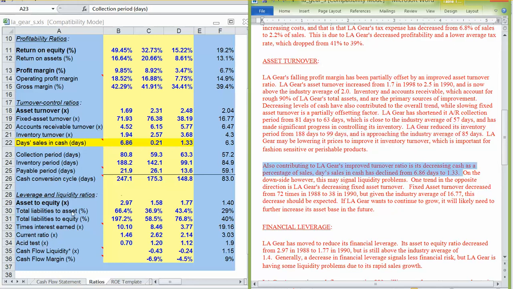Also contributing to LA Gear's improving asset turnover were the lower levels of cash. Day sales dropped from 6.8 to 1.33. On the downside, it might signal some liquidity problems. Again, the one trend in the opposite direction was our fixed asset turnover, which went from 71 down to 38, but it's still better than the industry average of 16.77.